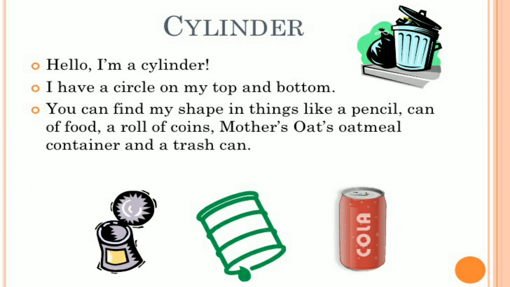Here we can also see a dustbin has a cylinder shape, and in food we can find a can. So many things we can find around us in a cylinder shape. Our bottle is also sometimes a cylinder shape. So a cylinder has a circle on top and bottom. So students, you all understand about the cylinder shape.